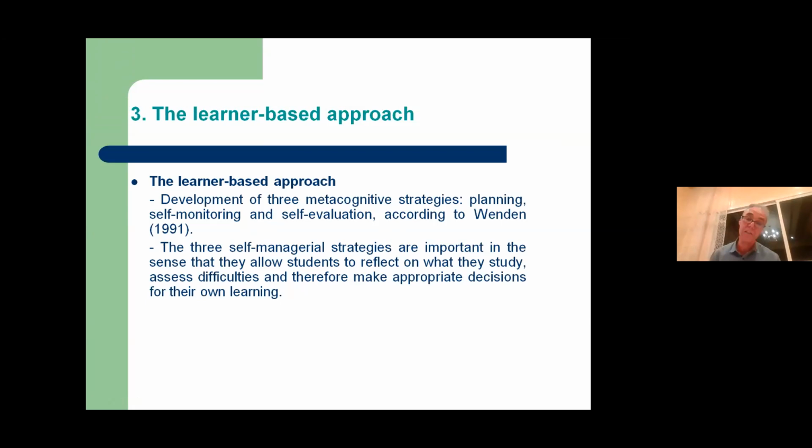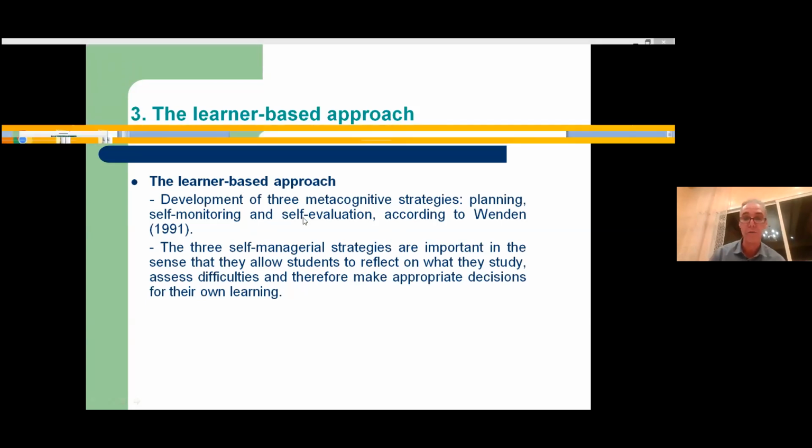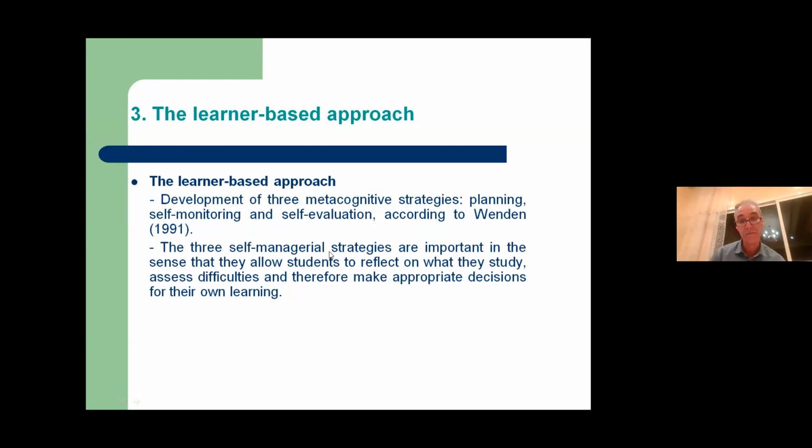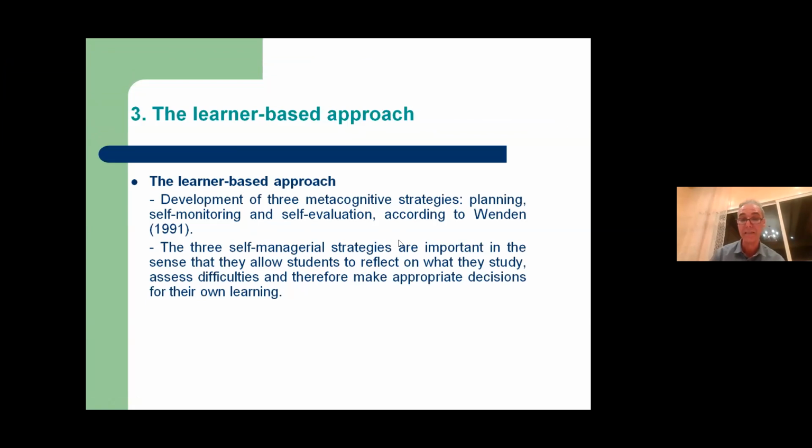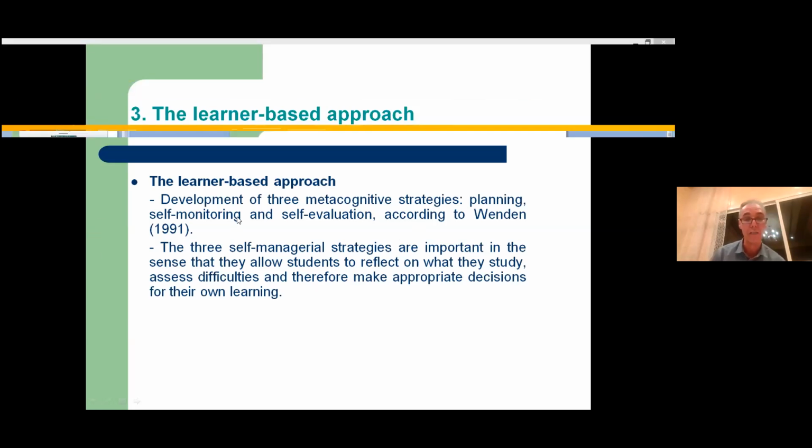According to Wenden 1991, of course, three strategies are very important. They are not strategies for learning, but metacognitive strategies, strategies of learning how to learn, of conducting the learning process. These three strategies, also called self-managerial strategies, are very important in the sense that they allow students to reflect on what they study, assess difficulties, and make appropriate decisions for their own learning. These three strategies are planning, self-monitoring, and self-evaluation.